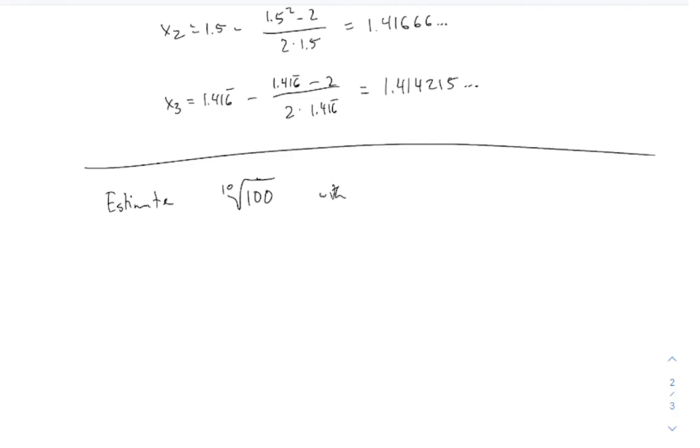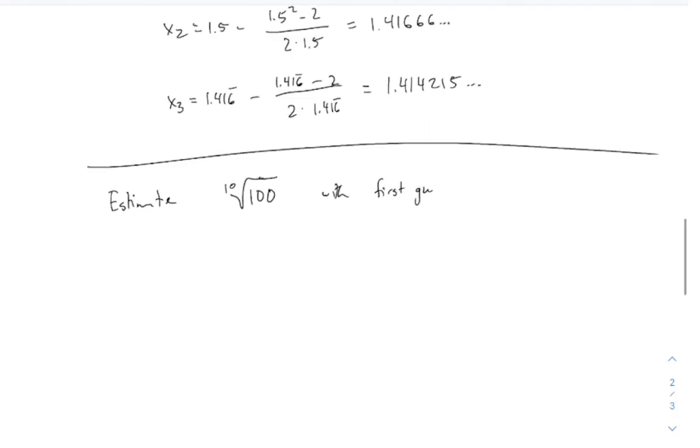With first guess, just so that we're all getting the same answer here, x1 equals 2. All right. First of all, can you do something with the 10th root of 100? Isn't that like 10 or something? The answer is no, it's not. It's not anything really. It looks like maybe you should be able to simplify that, but you can't.